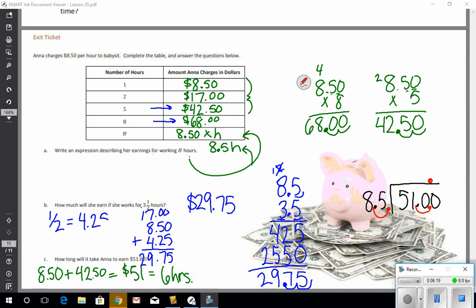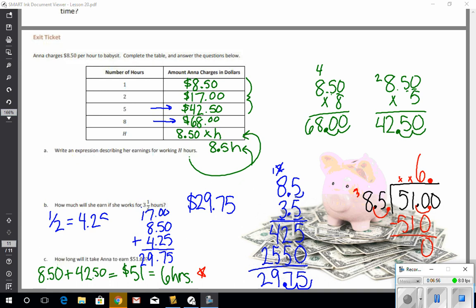So there's no sets of 85 in 51, but I'm pretty sure there's going to be six sets of 85 in 510. So let's start with a 6 since we already worked it out over here, right? So 6 times 5 is 30. Here's the 3. 6 times 8 is 48, plus 3 more is 51. Subtracting, I have nothing left over. So this 0 is just holding a place behind the decimal. So I have exactly 6 hours again.